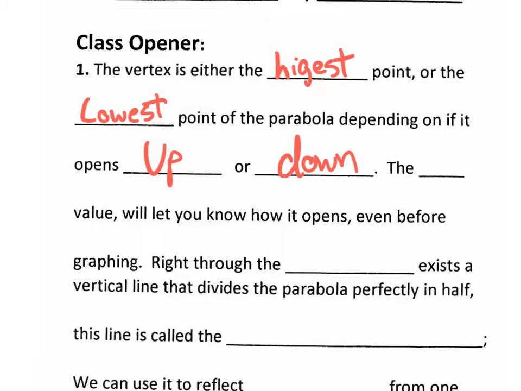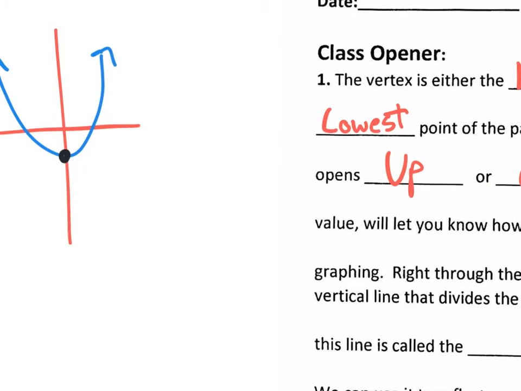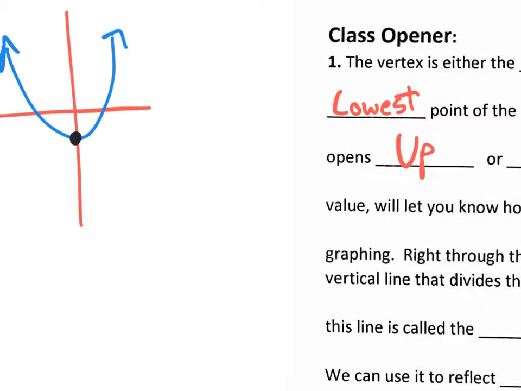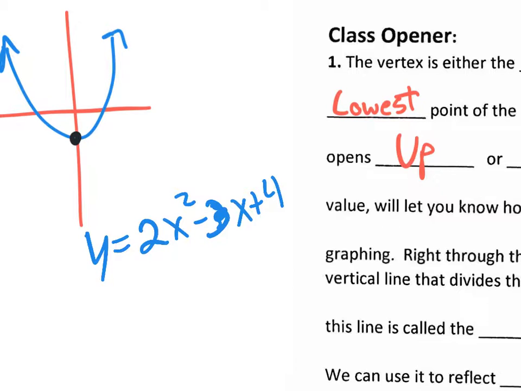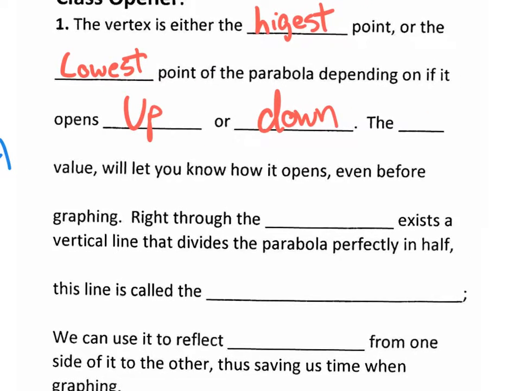Okay, now the next sentence. The blank value will let you know how it opens, even before graphing. The A value will let you know how it opens. You guys remember a standard form quadratic trinomial equation? If you have something like y equals 2x squared minus 3x plus 4, the A value tells you if it opens up or down. If the A value is positive, it opens up. If the A value is negative, it opens down. So the A value, that's the answer right there.